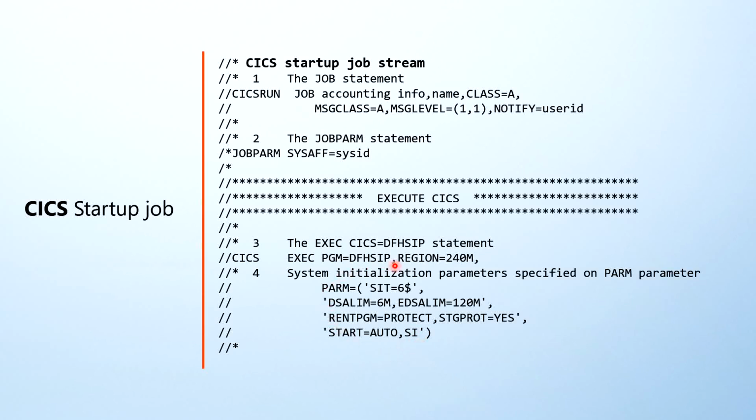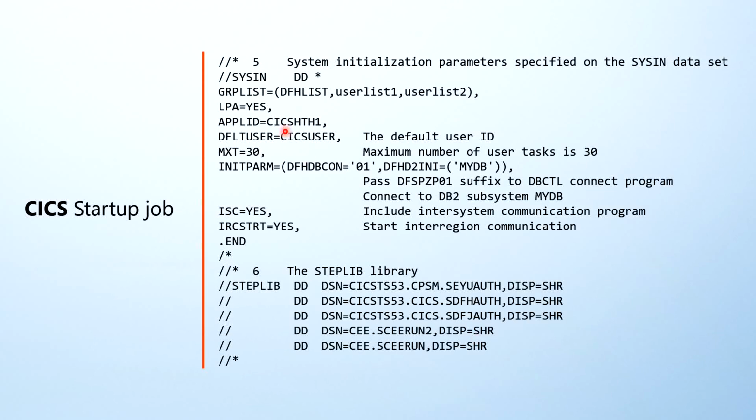That means this is not the complete set of zip parms. We have more parms mentioned in SYSIN as well, and they are going to override these parms if you wish. Okay. So in this slide, you can see there are a couple of parms which they are trying to override, like GRPLIST, LPA, APPLID, which we have discussed. Like this is the CICS VTAM relationship.